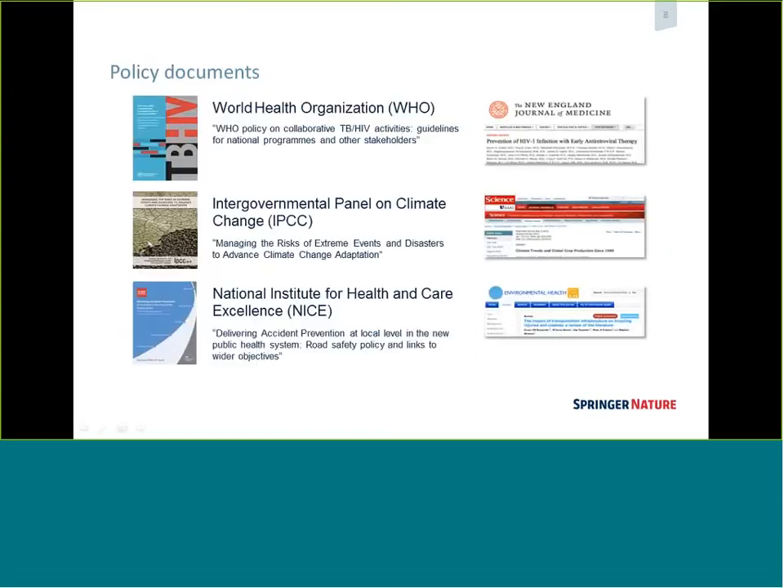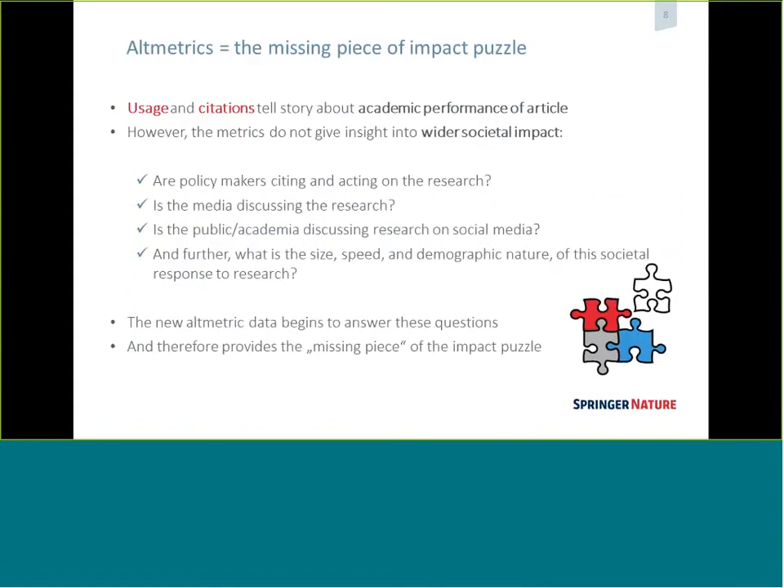And it turns out that articles are actually also widely discussed in policy documents, and we're only starting to see the beginning of that and the impact of that. So if you put all of that together, we can say the Altmetrics are maybe the missing piece of the impact puzzle. On one side we have the usage and the citations, which tell a story about the academic performance of the article. And on the other side, we have the Altmetrics that give you insight into the wider societal impact.